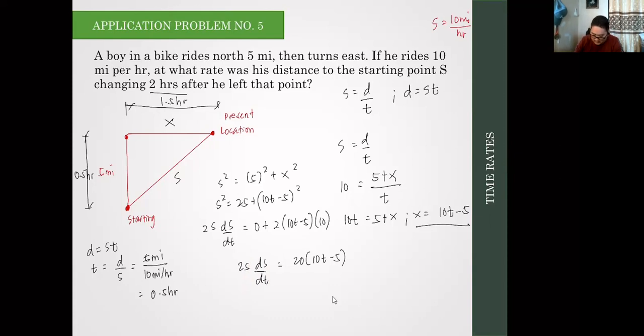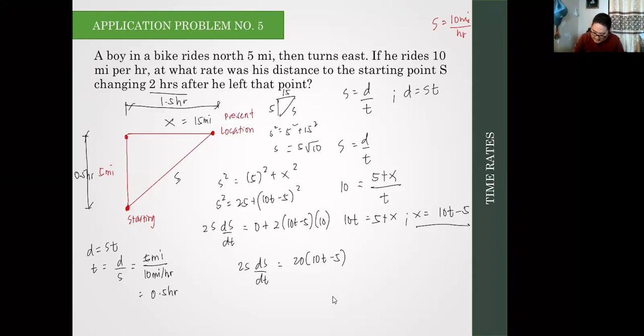Kung nagra-ride siya ng 10 miles per hour, so given natin kung after 2 hours, magiging 15 miles yung na-travel niya dito. So para makakuha tayo ng value ng S, so 5, 15, tapos S, that is S squared is equals to 5 squared plus 15 squared. Square root nun is 5 square root of 10.